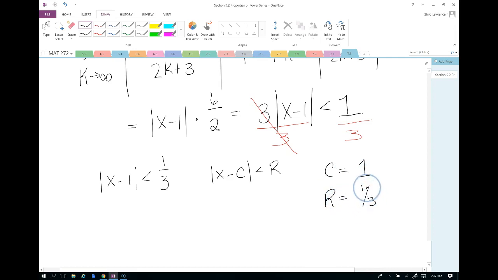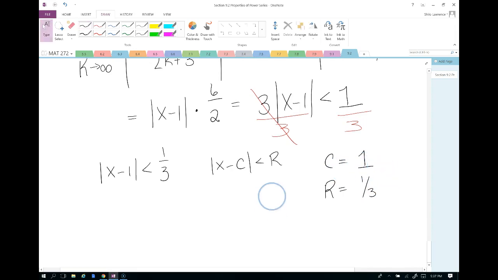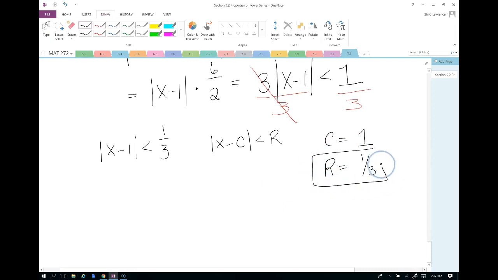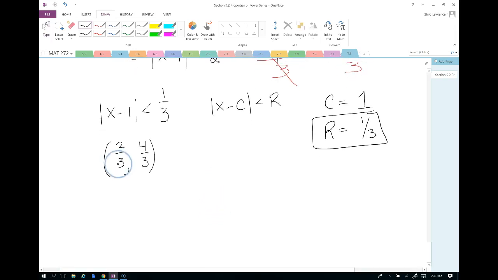That means I'm allowed to move 1/3 to the left and 1/3 to the right of 1. So I can set up my interval of convergence. We start off with parentheses. If I move 1/3 of a unit to the left of 1, I get 2/3. And if I go 1/3 to the right of 1, I get 4/3. Every x value on this interval is definitely going to make our series convergent, but we need to check what's happening at 2/3 and at 4/3 individually.